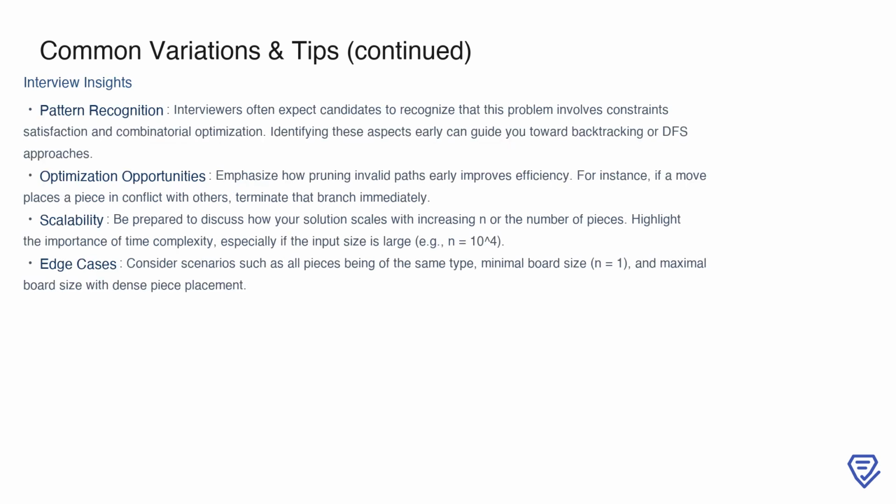When preparing for interviews, it's crucial to understand the underlying concepts of this problem. It revolves around constraint satisfaction and combinatorial optimization, so identifying this early can help you choose the right approach, such as backtracking or depth-first search. Optimization is another key focus. Interviewers appreciate solutions that prune invalid paths early, like terminating a branch when a move creates conflicts.